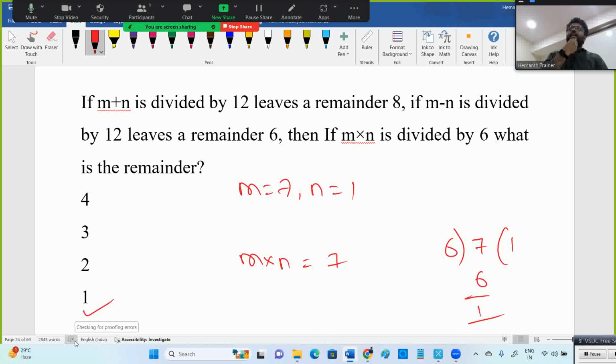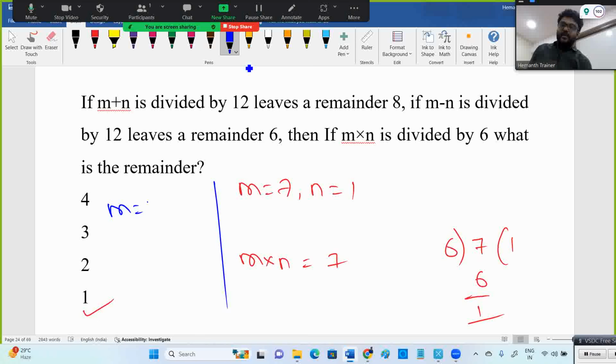You can try 19 and 13 as well. Some people are still worrying, saying this is easy, sir. You can try 19 and 13 also. M 19, N 13 will also satisfy. What is m plus n? 19 plus 13 is 32. Divided by 12, 12 twice is 24, remainder is 8. 19 minus 13 is 6. 6 is not divisible by 12, remainder is 6. Now m into n should be divided by 6.